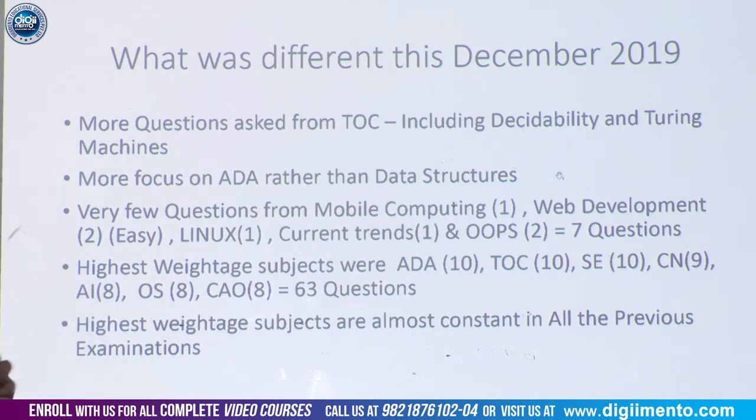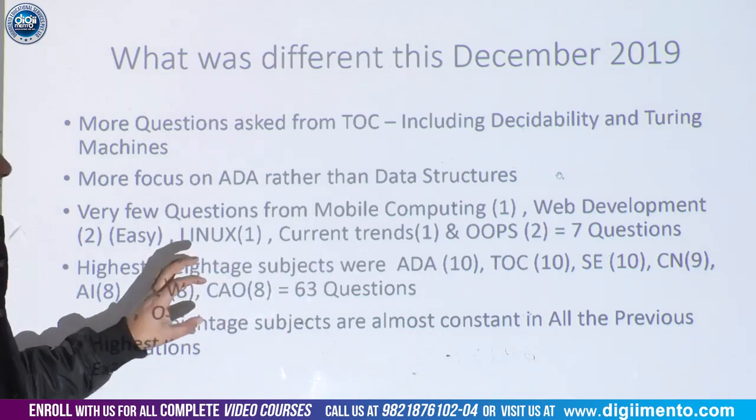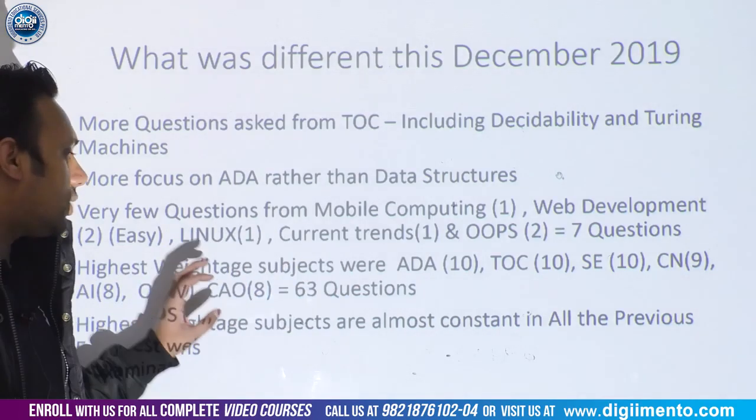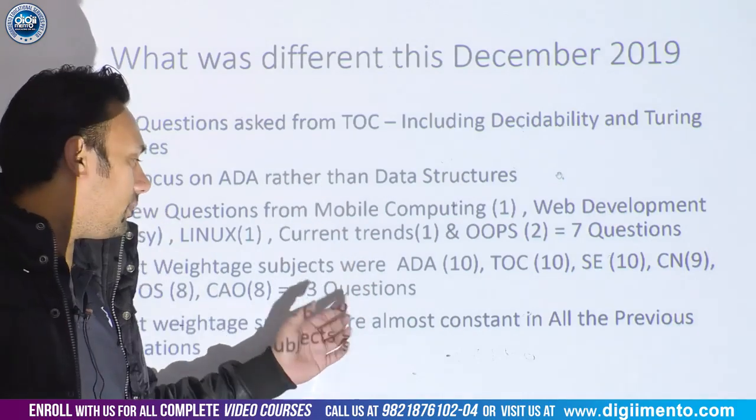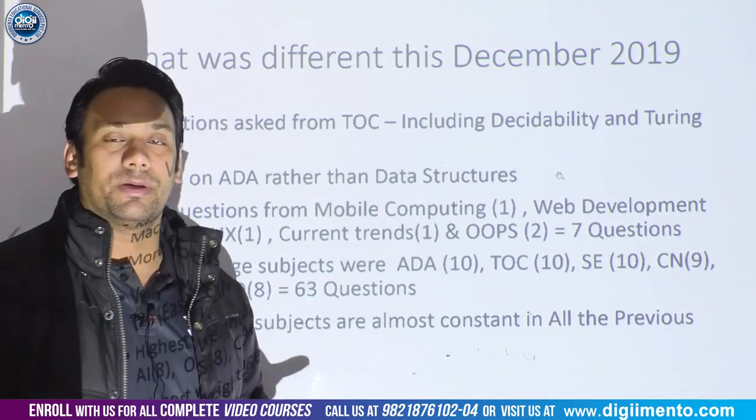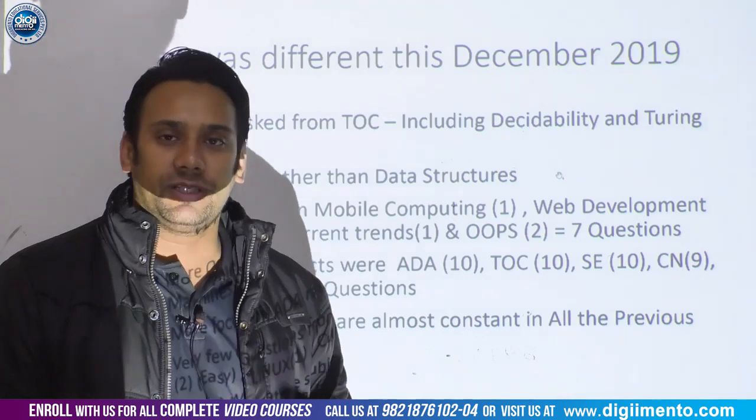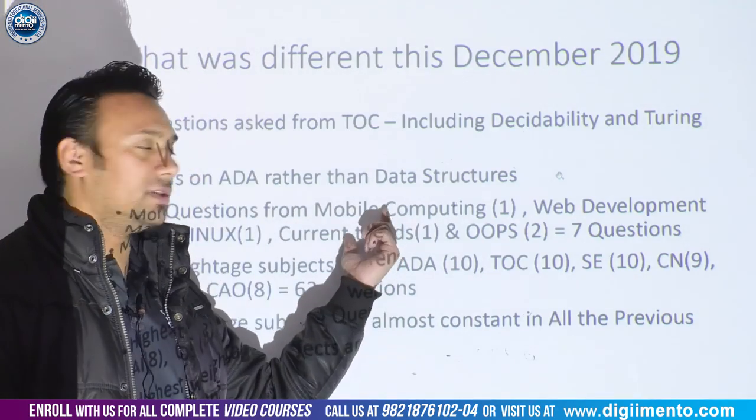So your main focus will be on these subjects which are having the highest weightage. So approximately your 10 subjects are there, and these 10 subjects make your 70% of the question paper. So more focus will be on these 10 subjects and less focus will be on these subjects.